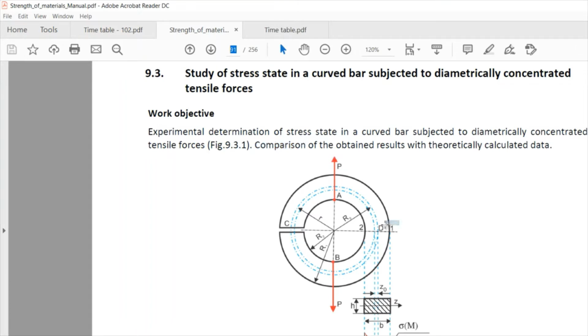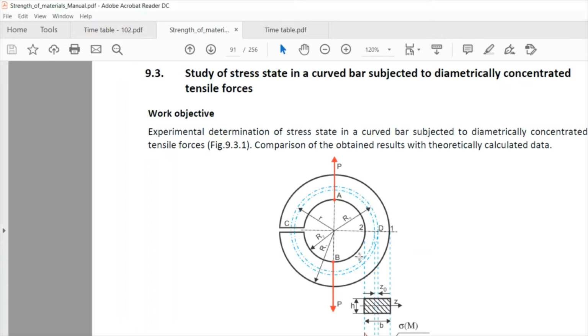So this cross section area, as you see in this section here, will have both values of stress, one for direct stress, force over area, and another one coming from bending moment. So because of that, as a conclusion, you will find that the stress distribution will be combined between the two stresses. Our sample, our specimen, is a curved bar.